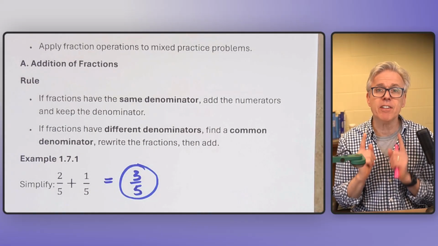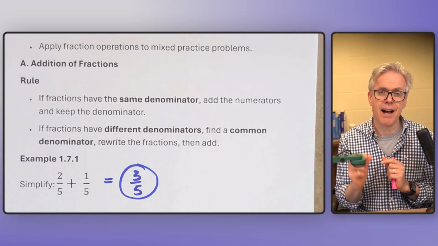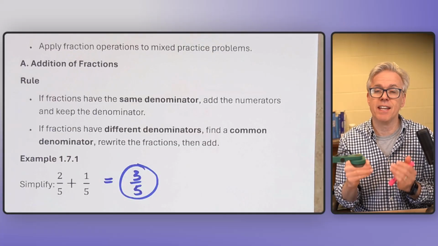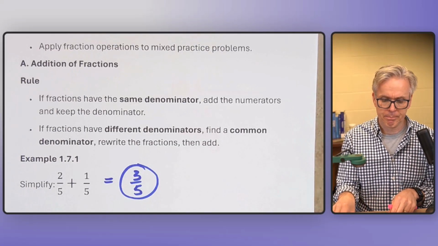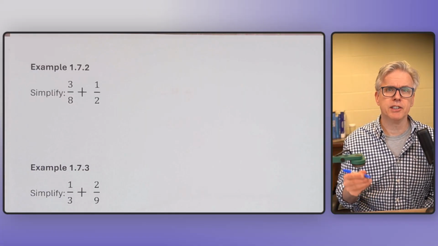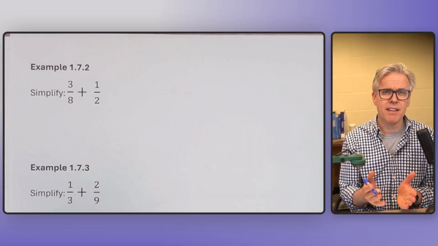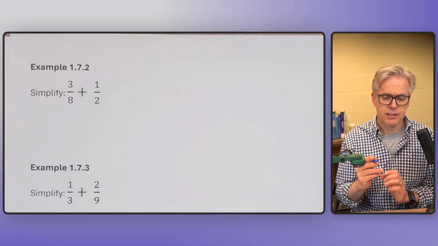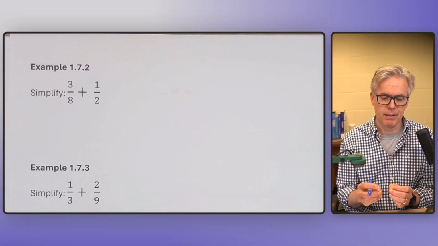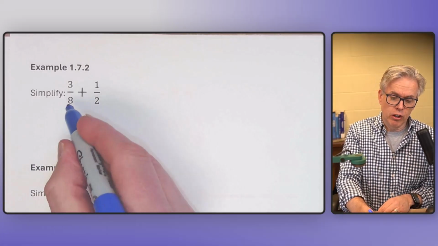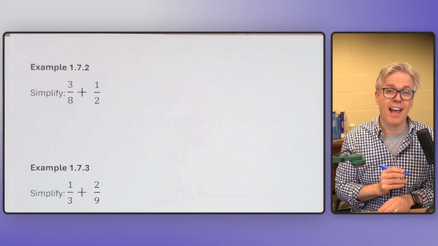But if the fractions have different denominators, then we have to find a common denominator. You rewrite it, and then you add in the same way we did here. For this example, we have 3/8 plus 1/2. We cannot add the fractions the way they are here, so I need to make these denominators the same. It's easiest to look at the highest denominator. In this case, we have 8.